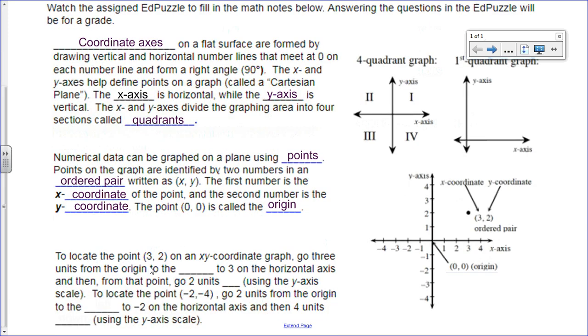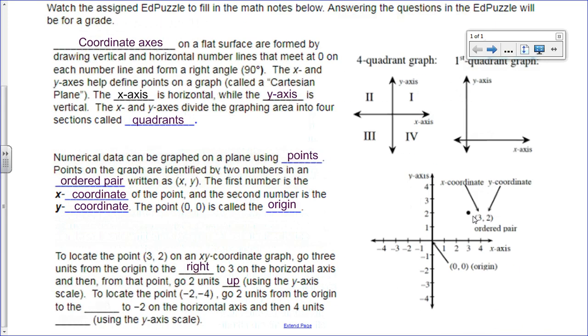To locate the point (3, 2) on an xy coordinate plane, go 3 units from the origin to the right to 3 on the horizontal axis. From that point, go 2 units up. So if we wanted to get to (3, 2), we'd start here, go 1, 2, 3 to the right, and up 2.